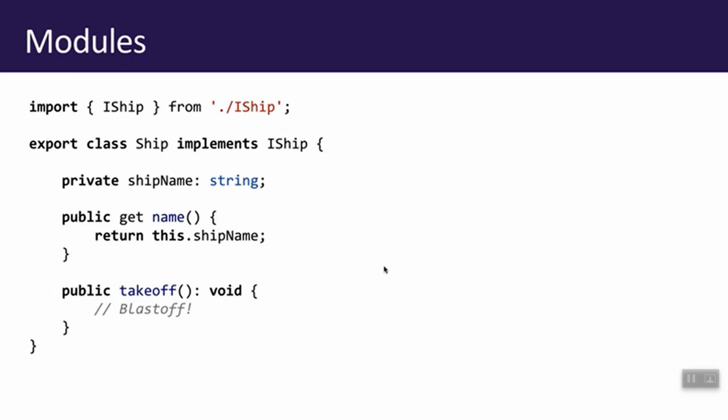In this example, we are exporting a single class called ship, and we're saying that this ship implements this interface, which was defined in a different file somewhere else. It is possible to export multiple things. You can import multiple things as well. In this import statement at the top, you can see we have these curly braces, and that's where we define the names of the variables, or the names of the symbols, I should say, that we're importing. And you can have a comma-separated list of multiple ones if you prefer.